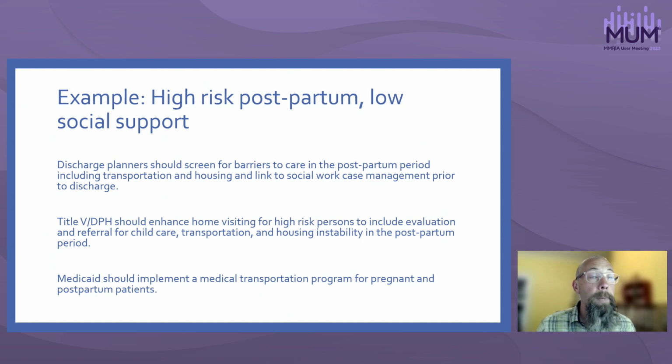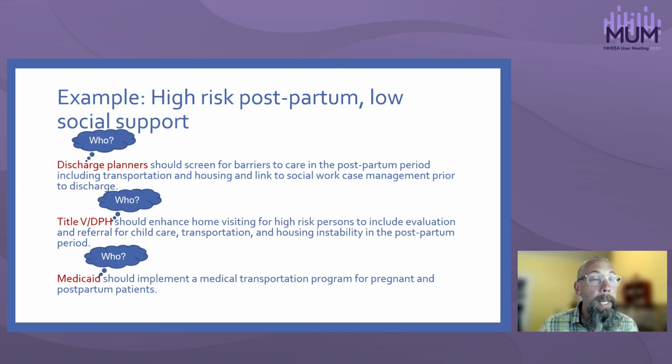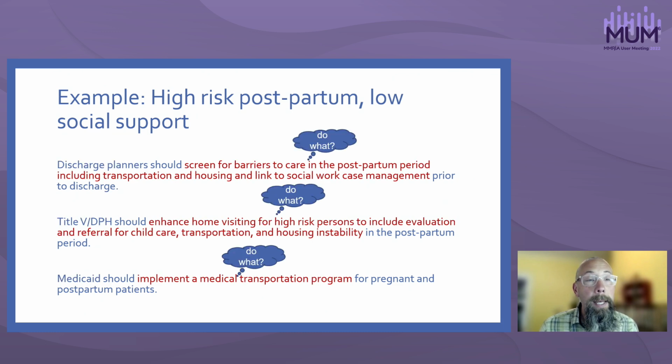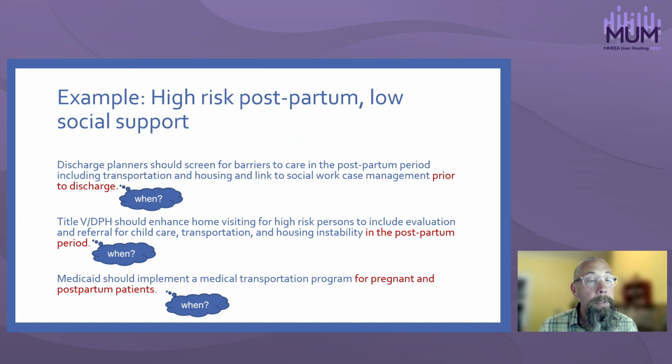Or a recommendation might be that Title V or the Department of Public Health should enhance home visiting programs specifically for high-risk persons to include evaluation and referral for childcare, transportation, and housing instability in the postpartum period. Or that Medicaid should implement a medical transportation program for pregnant and postpartum patients. And just to point out, each of these has a who should do this, a what should they do, and a when should that happen.